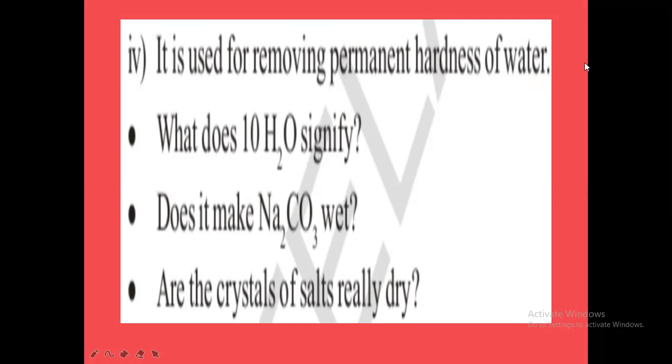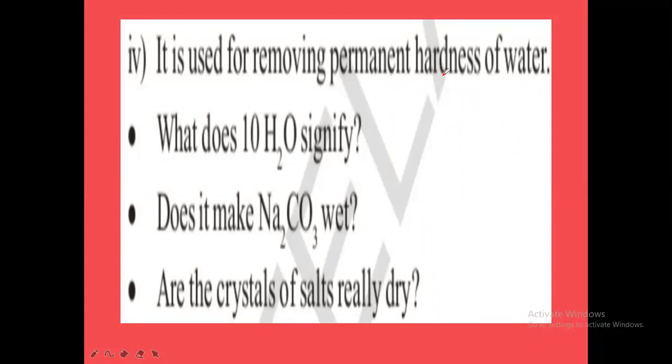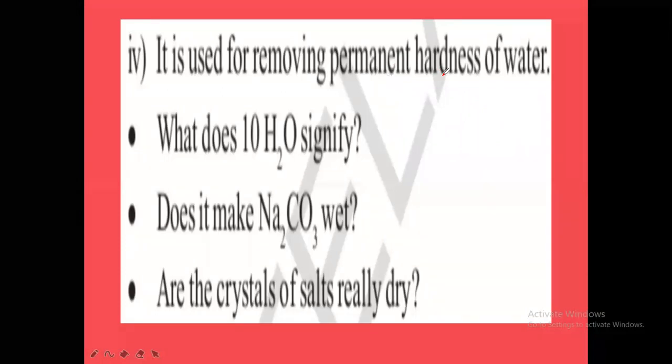We'll discuss it later. It is not our point of discussion. Permanent hardness and temporary hardness we will discuss in another lesson, along with the p-block elements, which we are not going to discuss now. Remember that the permanent hardness of water can be removed by using sodium carbonate.